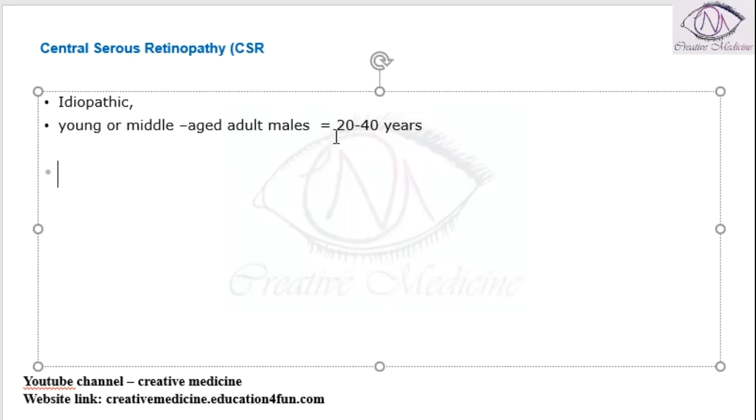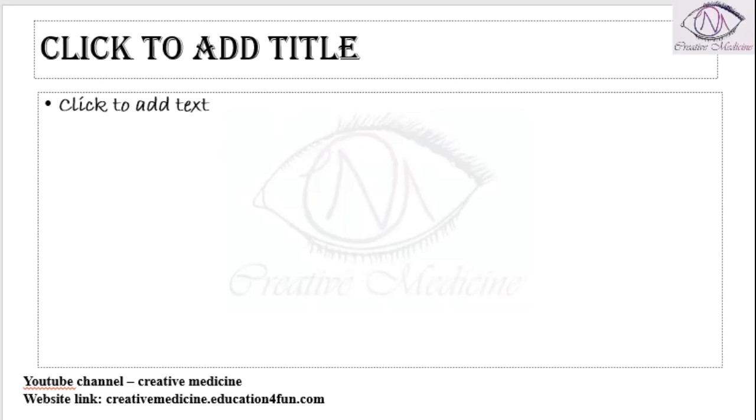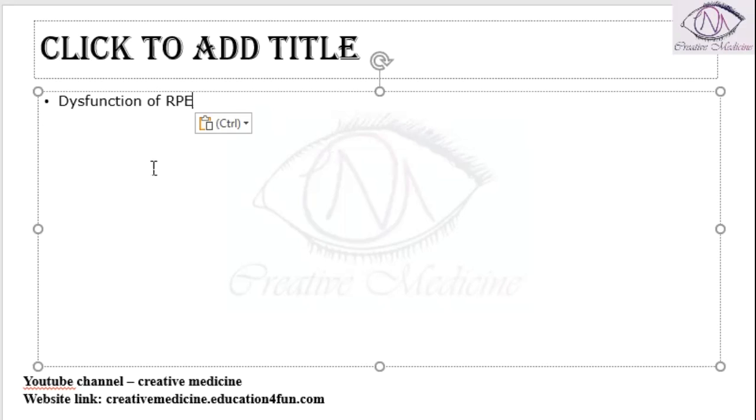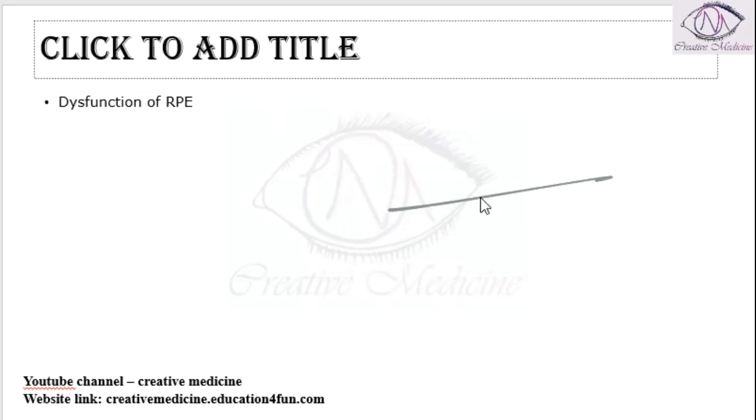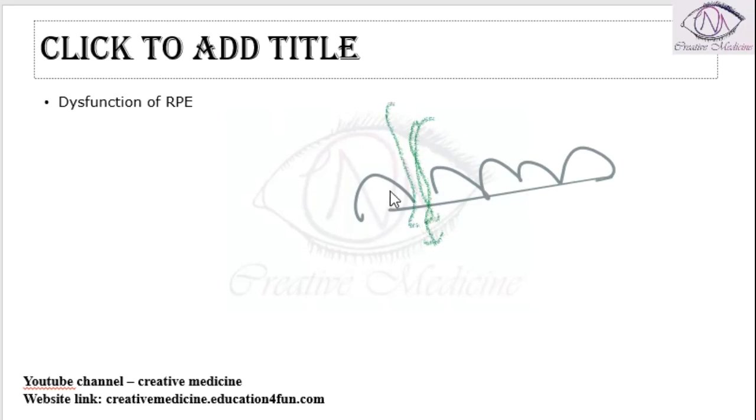So here in central serous retinopathy, there will be some dysfunction in the retinal pigment epithelium. Because of this dysfunction, the epithelium is not normal, right? As a result, fluid will start accumulating like this into the subretinal space.